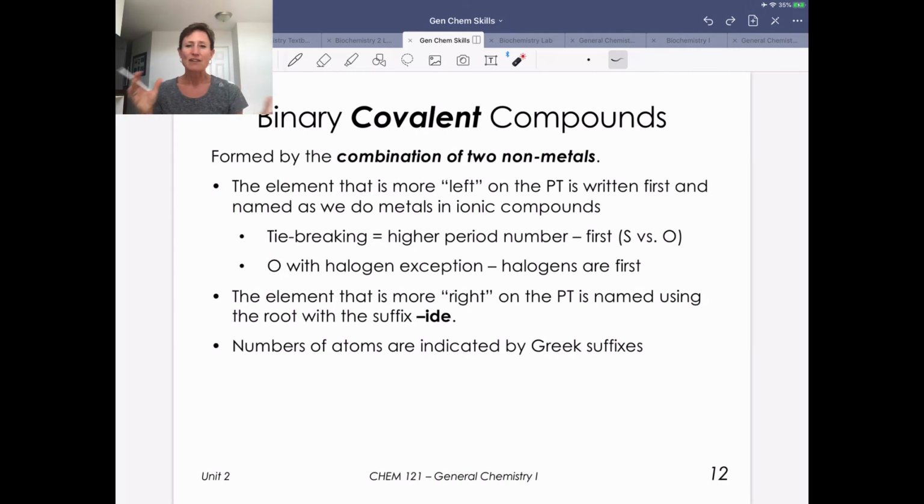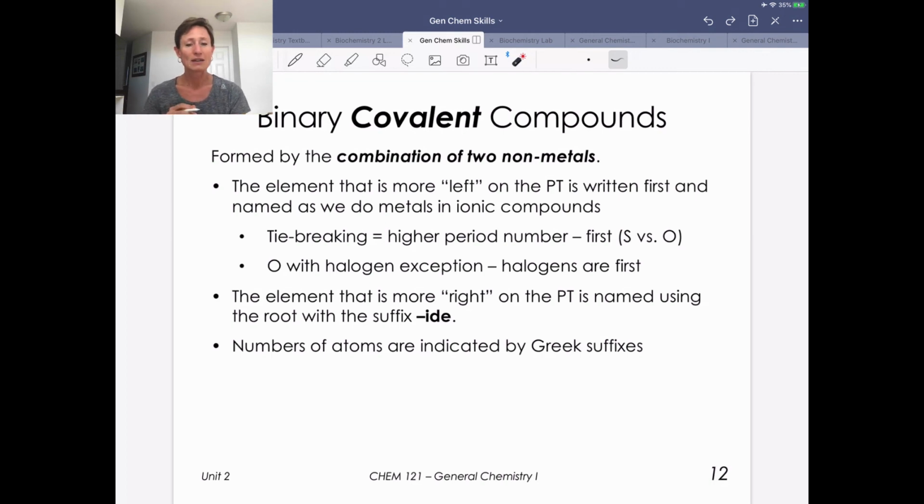Once we've figured out who's going to be the cation and who's going to be the anion, whoever is on the left is just named like we'd normally name them. And then the element on the right, the nonmetal, we name like we would in an ionic compound. We take the root and then add the suffix -ide. Just think of a simple example, CO2, carbon dioxide. Carbon is named just as we see it on the periodic table. Oxygen becomes oxide, and we use Greek prefixes to indicate the number of each atom that we have. So CO2 is carbon dioxide.